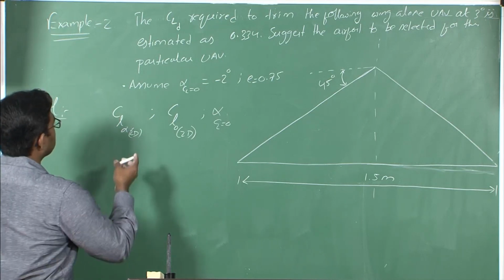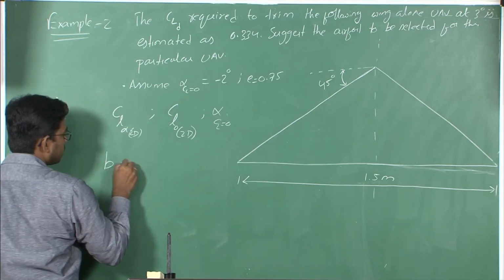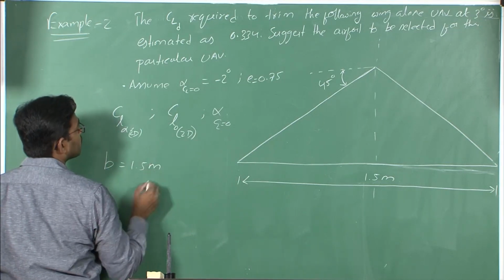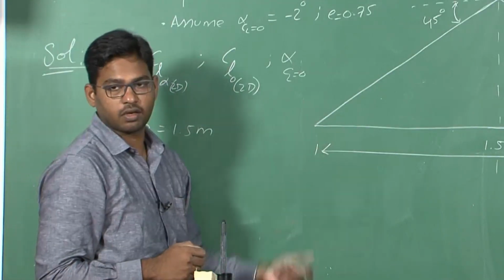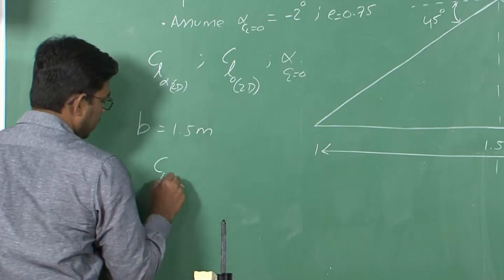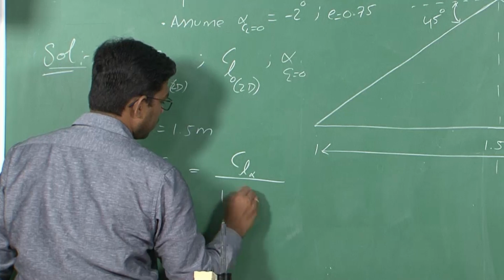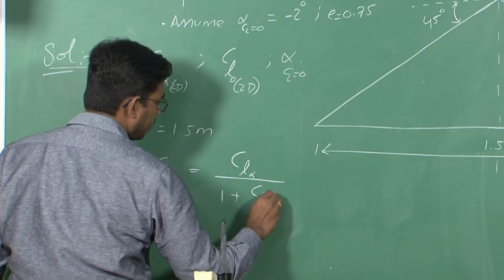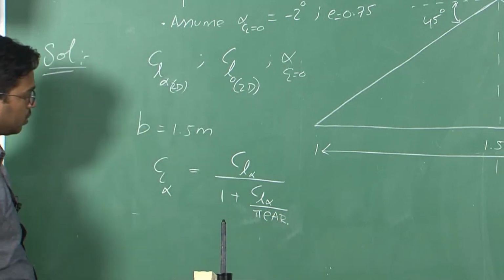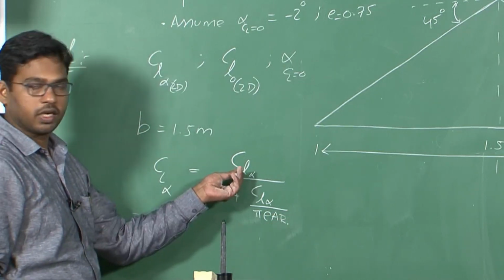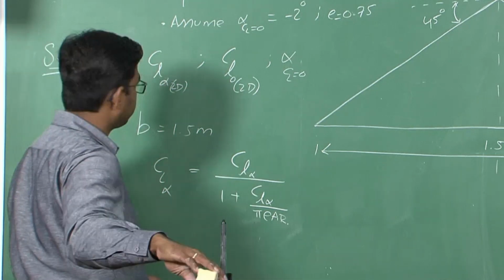Okay. Now first figure out what is given here, like the span is 1.5 meters. What is the relationship between CL alpha 3D and CL alpha 2D? CL alpha of the wing is CL alpha of the aerofoil divided by 1 plus CL alpha of the aerofoil divided by pi e AR. So what you need is CL alpha 2D. How to find CL alpha 2D?